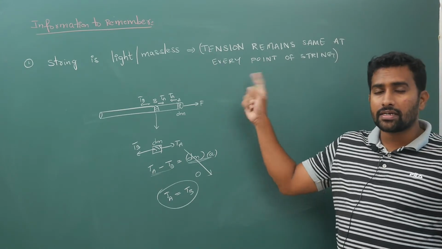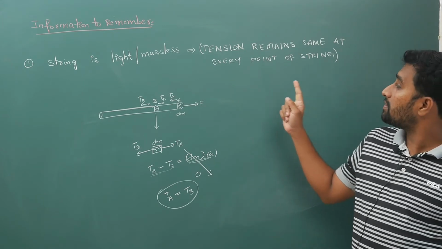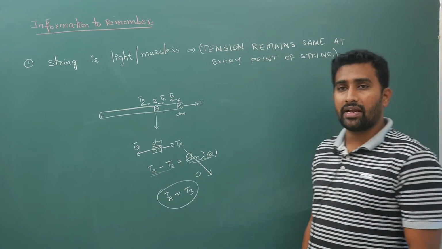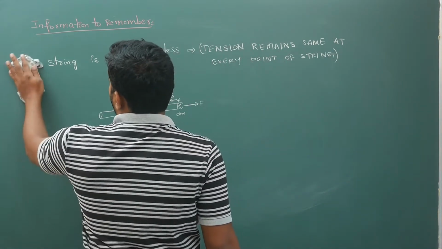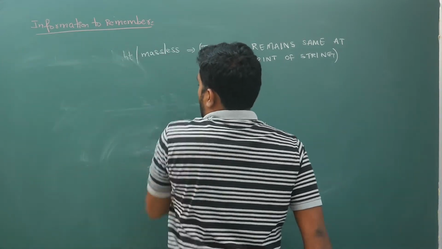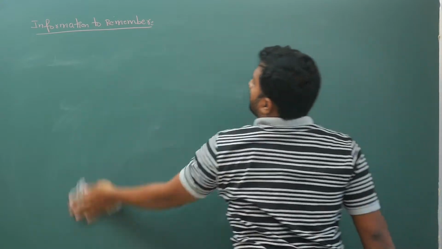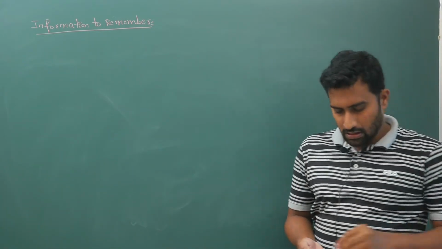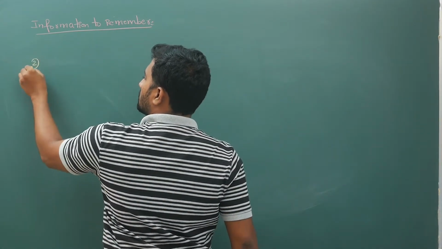Massless: if this word is used, it should immediately strike your mind that the string is light, and tension is constant at every point of the string and it is in the pulling direction. Next, the second point that I want you to remember is point number 2.